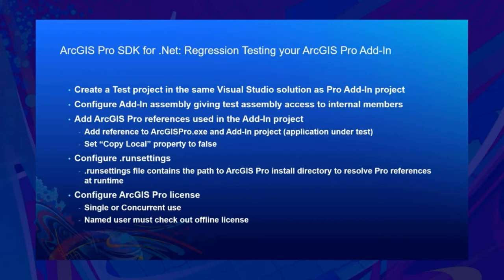ArcGIS Pro must be licensed to use on the machine that executes the tests. If using named user licensing, then the work offline option must be enabled to check out a license. This is not required when using a single or concurrent use license. Finally, we need to prepare test projects and test data.